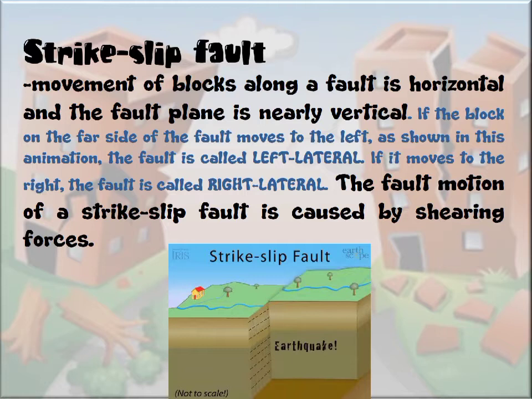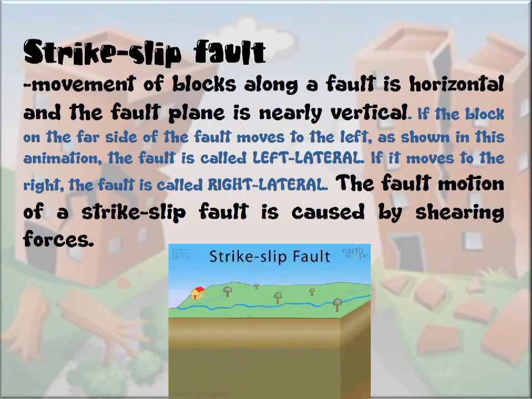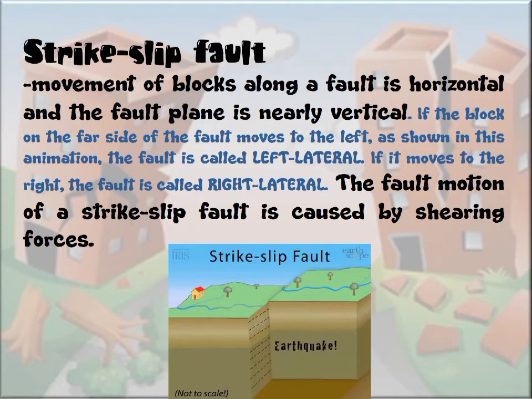The fault motion of a strike-slip fault is caused by shearing forces. This is what I mean when I said that the crust is grinding with each other.